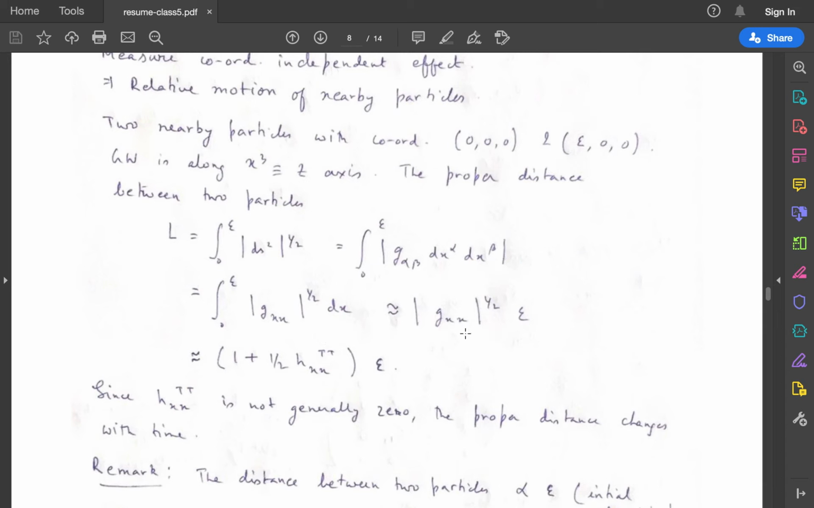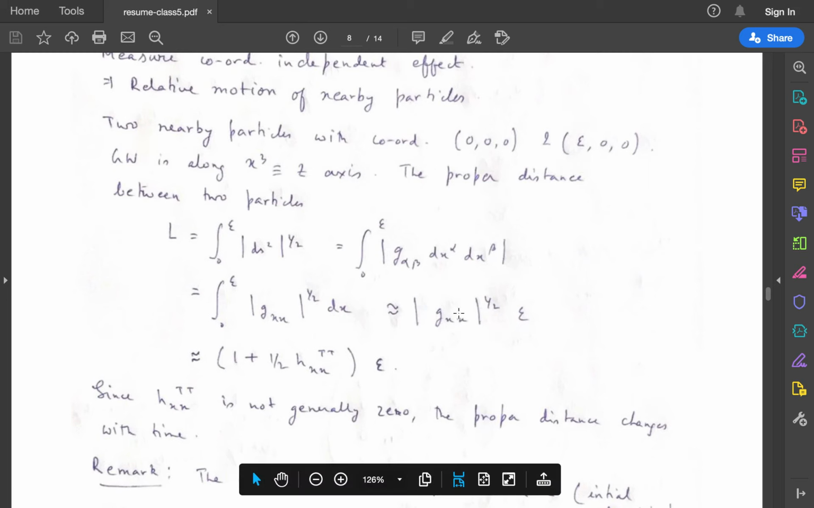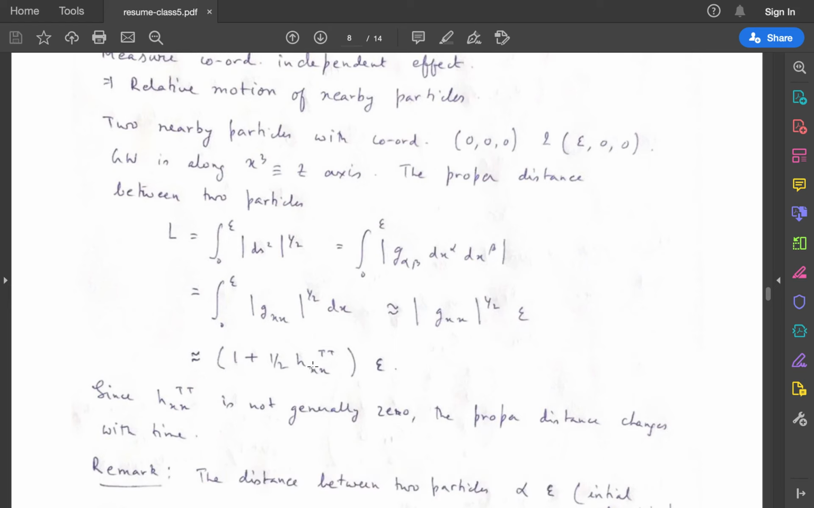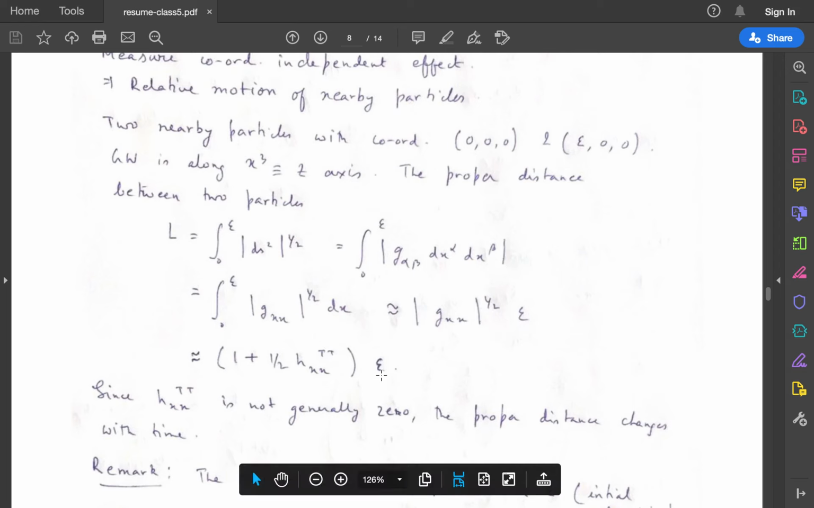Now we know how g xx looks like, right? Because you remember g mu nu was eta mu nu plus h mu nu. So eta xx is 1, and here we have only the x component h xx. Since h xx is small, the square root gives 1 plus half of h xx. The TT means we are in the transverse traceless gauge. You remember that h xx is not generally 0, because this is the metric perturbation that we are talking about, and it doesn't have to be 0.